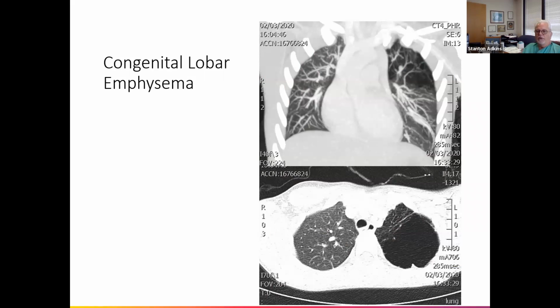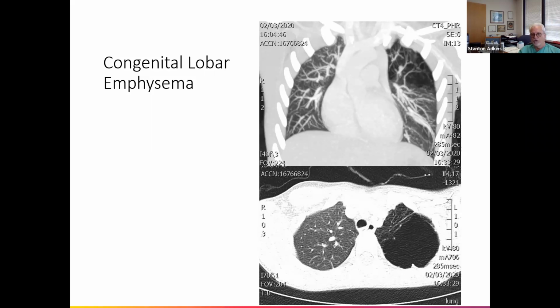All right, now congenital lobar emphysema. This is one of those rare things that is often associated with an abnormal blood vessel that's wrapped around the upper lobe bronchus, and it leads to hyperdistension of that area. This is a little girl who didn't show up until she was 4 years old. This is a twin. Her twin outweighed her by 15 pounds.